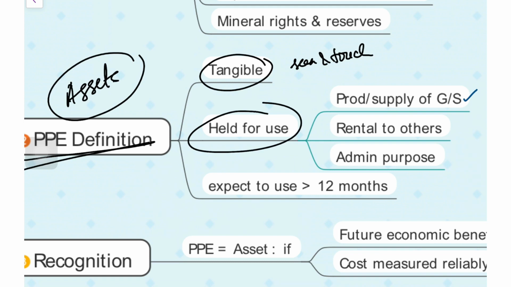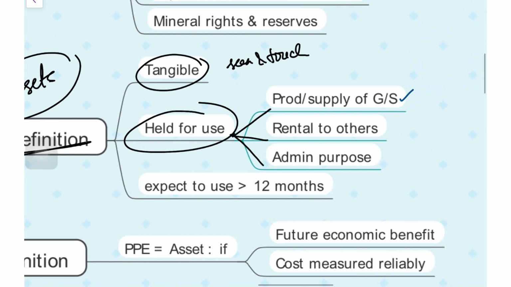The second condition is that it should be held for use in the company. You must not buy anything for selling it off. You must buy it so that you are going to use it in your company and get some benefit out of it. So what are the three uses you can use your PPE in? The first is either in the production or supply of goods or services. You must use the PPE to either produce some goods or supply some services.